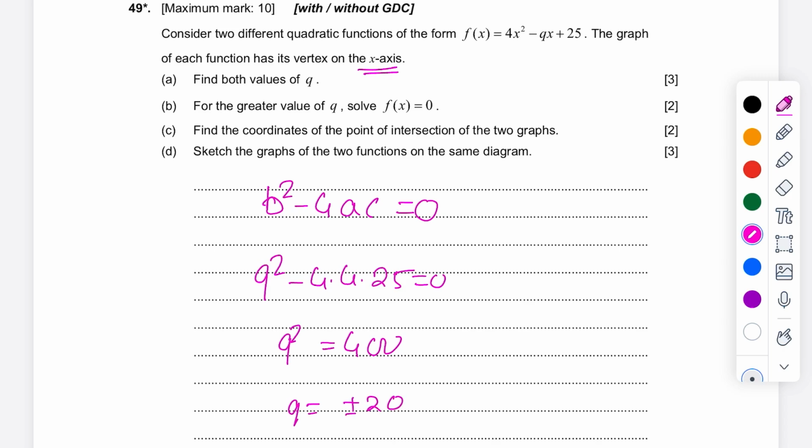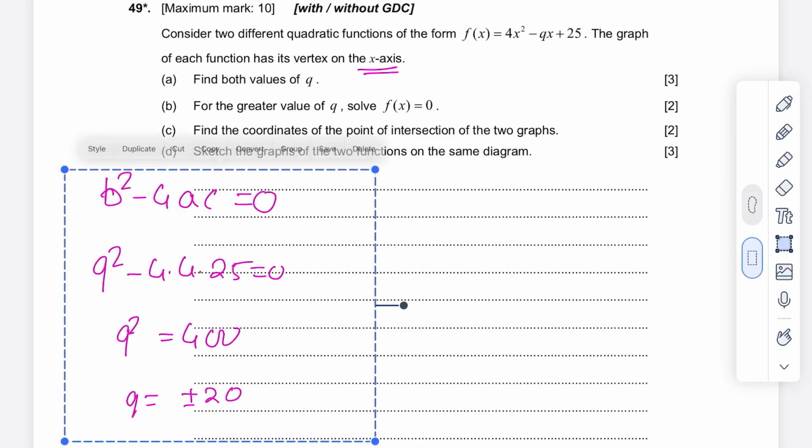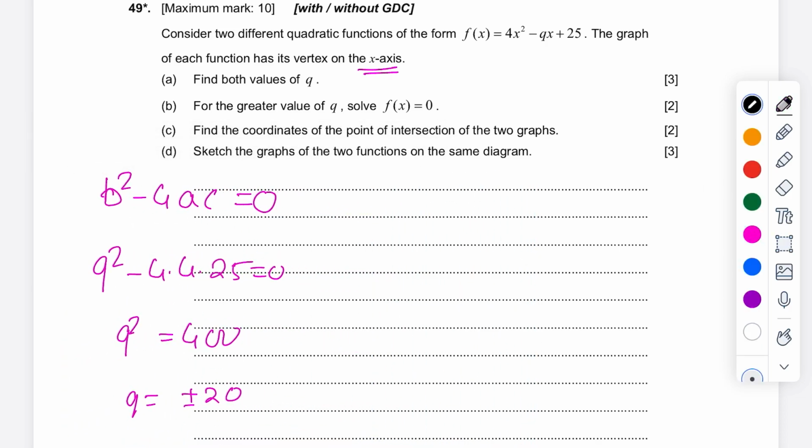For the greater value of k, solve f of x equals 0. So for the greater value of q, 4x square minus 20x plus 25 equals 0. Use the GDC, you should be able to get x value equals 2.5. Write down the point of intersection of both the graphs.